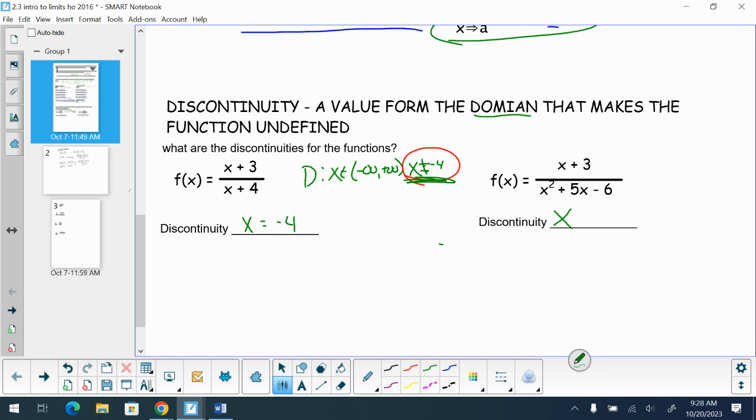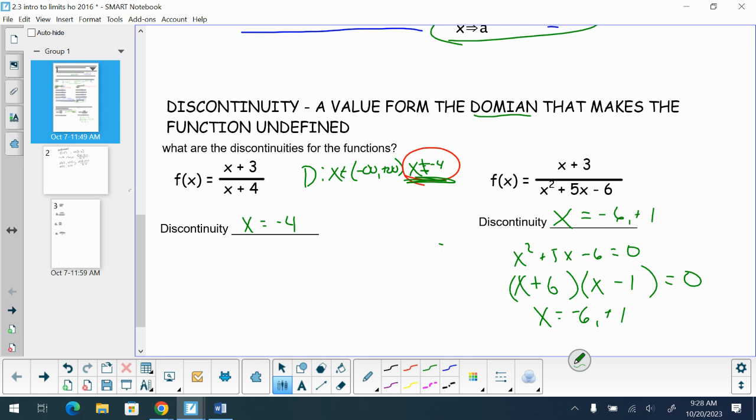-6 and 1. Okay, the bottom, x squared plus 5x minus 6 equal to 0. We could factor this to x and x. We would have plus 6 and minus 1. So x, you said, is -6 and positive 1. So we have discontinuities at -6 and positive 1. Okay, those are discontinuities. It's again a new term that we utilize.